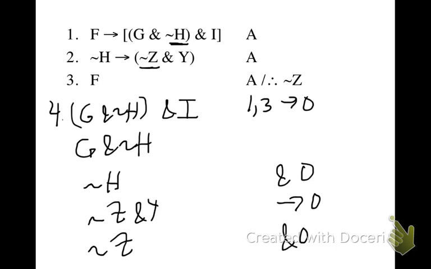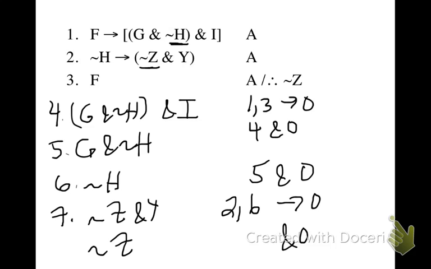So now it's just a matter of basically filling in the justifications going down. So line 5 will be g and not h by 4 and out. Not h will be line 6, and so that's from 5 and out. Line 7 will be not z and y, and that's from 2, 6, arrow out. And then finally on line 8, we get not z by 7 and out.